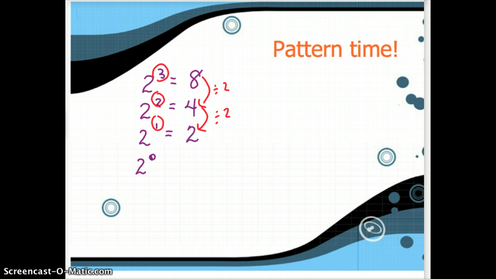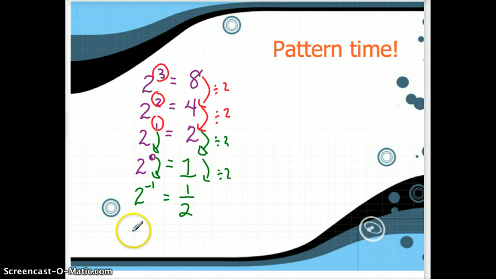If I continue this pattern, and I go now to 2 to the 0, I've dropped another power, so I should again divide by 2. And I'm going to get an answer of 2 to the 0 is 1. It's not 0, like a lot of you might be tempted to think. It's 1. If I look at 2 to the negative 1, I'm still dropping my exponent by 1. And if I continue this pattern, I should still divide by 2. That means I have 1 divided by 2, it's 1/2. Again, continuing that pattern to 2 to the negative 2, I'm going to get 1/4.